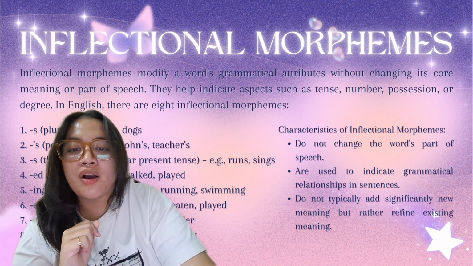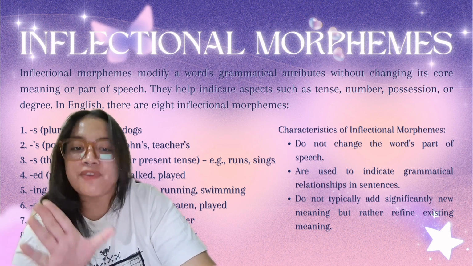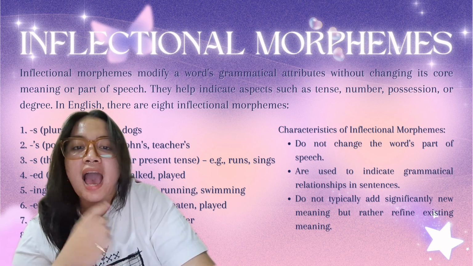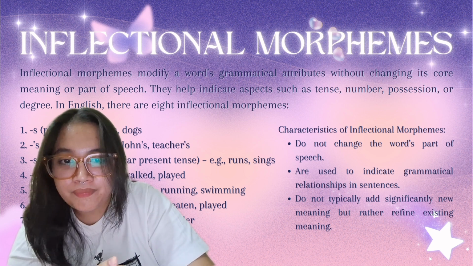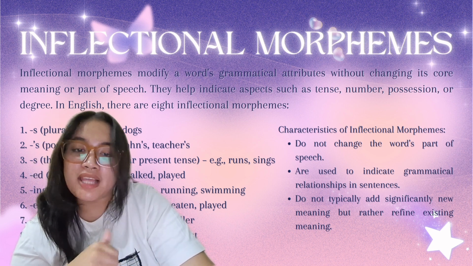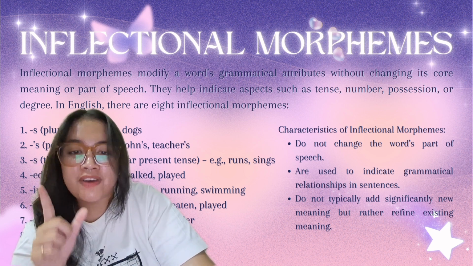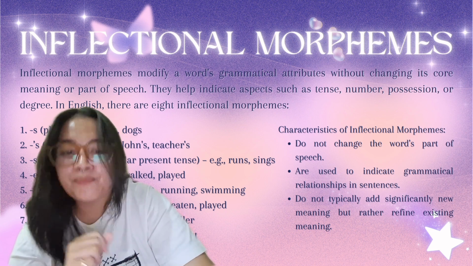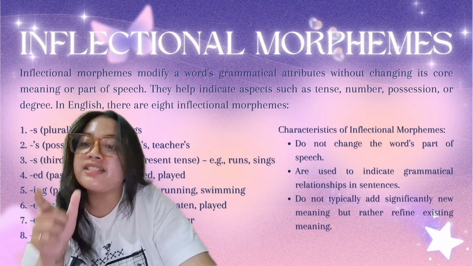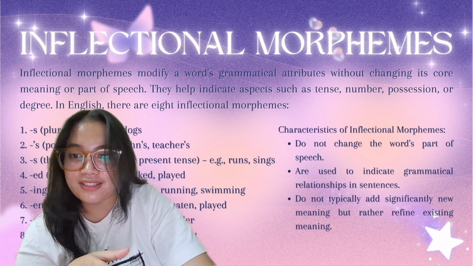7, comparative. She is faster than him. I am smaller than him. 8, superlative. This is the fastest car in the world. This is the smallest country in the world.